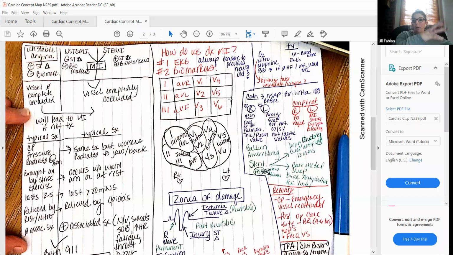So if you're stable, we're going to say, okay, this is what you need to do. This is when you need to come in. This is when you take nitro. We're going to give you other medications like beta blockers and ACE inhibitors and all those other things to manage your stable angina.